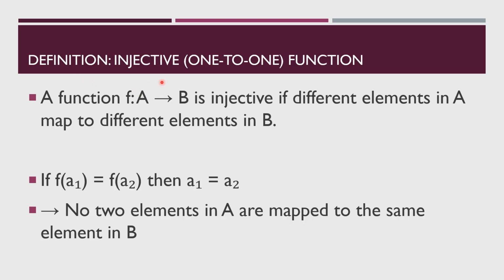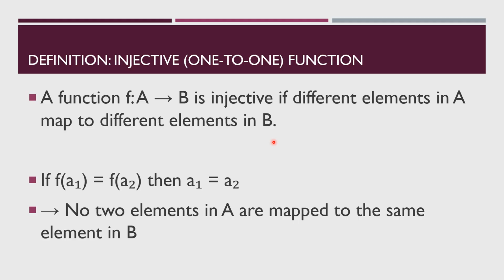Definition of injective function. An injective function is the one that we call one-to-one function. So a function f: A mapped to B is injective if different elements in A map to different elements in B. So this is very simple.